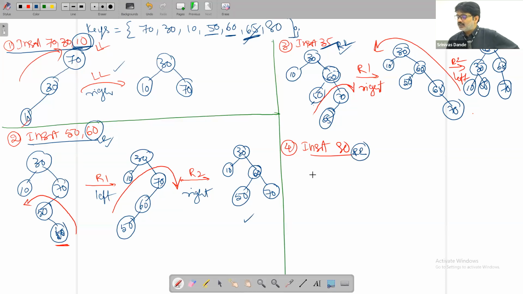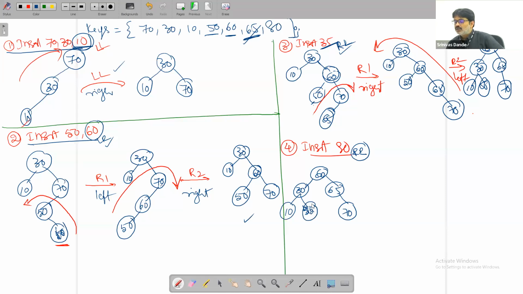What's the current tree, guys? Draw the current tree first. 60 I have. 30 this side, 65 this side, 70 this side. And here 10 is on the left. 55, yes, 55 is the right. For this, I am inserting 80. So the node I am inserting here, 80, is the right of 70. Yes, 80 inserted. Definitely, which is causing... no, this is not causing an issue actually.